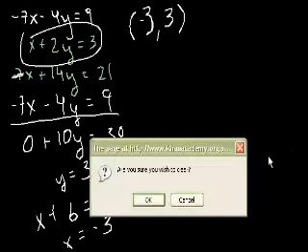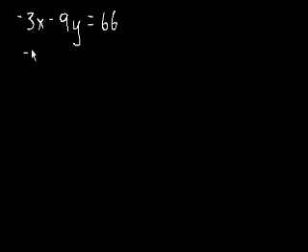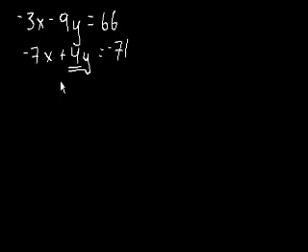Let's do one more. Hope this one's harder. I think it will be. Okay, so it's negative 3x minus 9y is equal to 66. We have minus 7x plus 4y is equal to minus 71. So here it's not obvious. So what we have to do is, let's say we want to cancel out the y's first. What we do is we try to make both of them equal to the least common multiple of 9 and 4. So if we multiply the top equation by 4, we get, I'll do it right here.